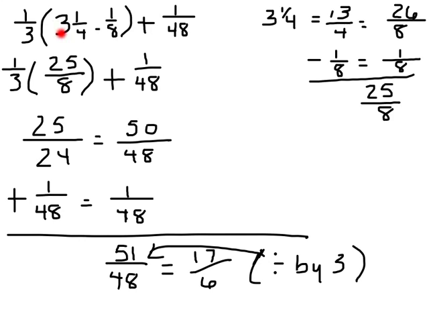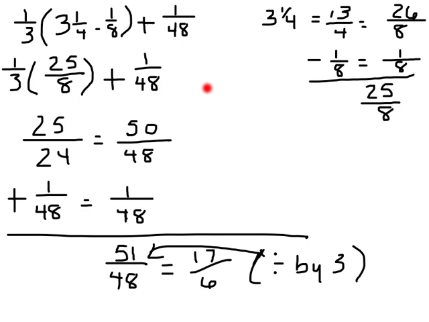Alright, here now the first thing we're going to do here is change this into an improper fraction, and it is going to become 13/4. And then we have 13/4 minus 1/8. Got to get a common denominator. It's going to be 8. Change this one, and you've got 26/8 minus 1/8. For 25/8 is what's inside the parentheses. Then we're going to do our multiplication. 1 times 25 is 25. 3 times 8 is 24.